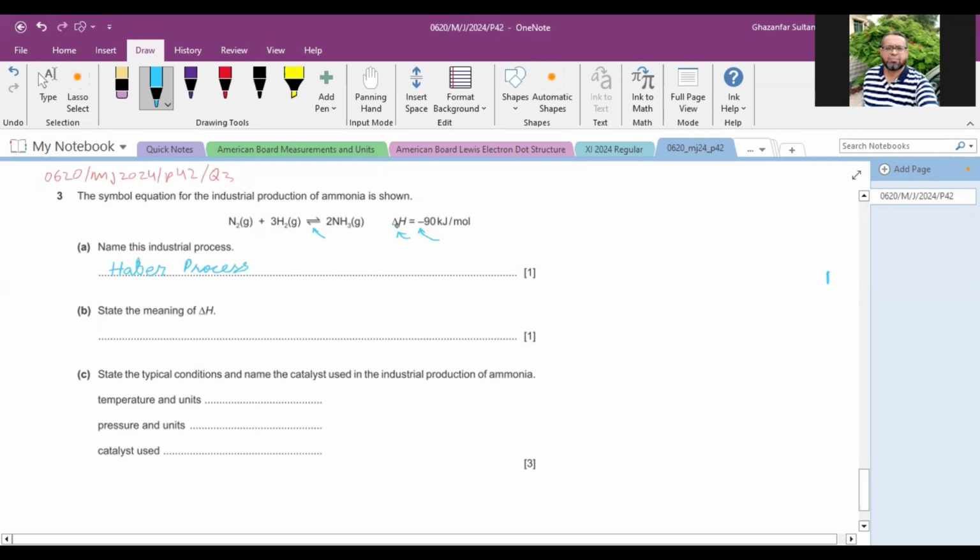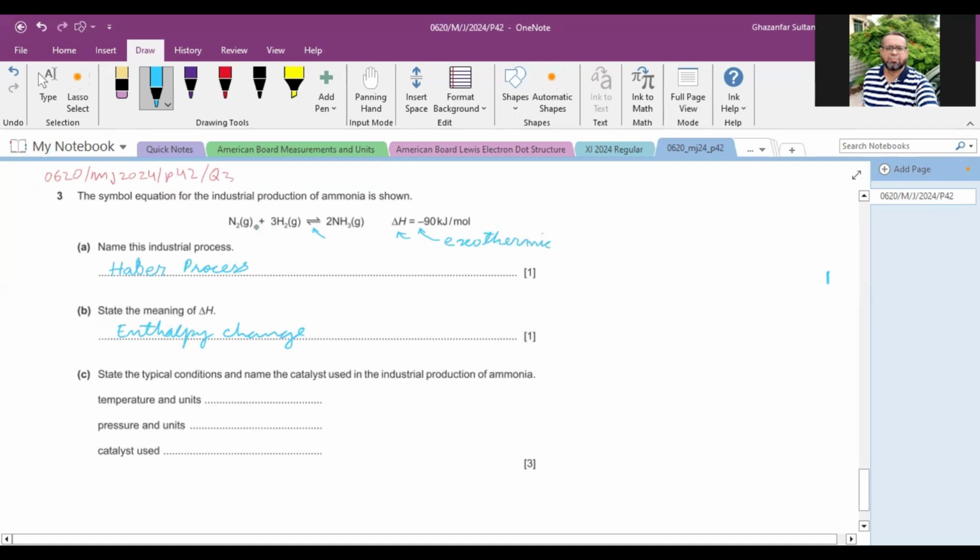State the meaning of delta H. This delta H is actually the enthalpy change of the reaction. So we should write this is enthalpy change. And this enthalpy change can be negative, as here, and it can be positive. Negative means this is exothermic. Exothermic means heat is being released during the reaction.